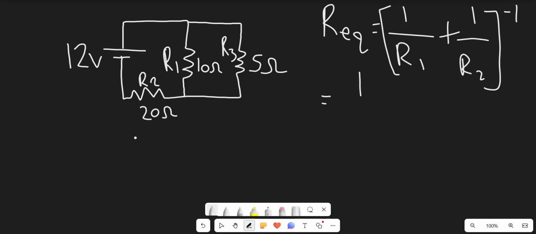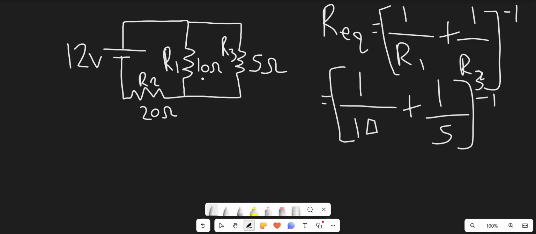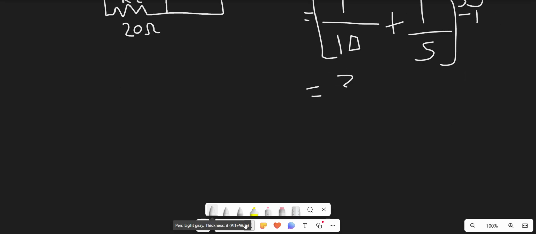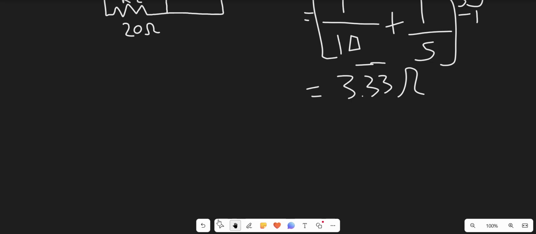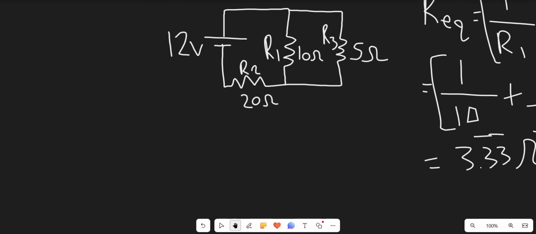So if we plug in our values here, R1 is 10 ohms. I'm just going to leave out the units for simplicity. And R3 is 5 ohms. And once we add that up, we can raise it to the negative first power. That will be 3.3. So now we're not done yet, but we can take the original circuit we had here and redraw it with our newfound value.